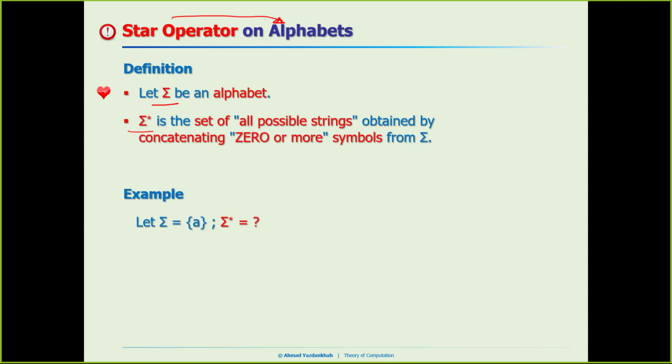Let's start with a very simple example. Let's say sigma is just A. What is sigma star? Now return back to this definition. All possible strings that we can make by concatenating 0 or more symbols from the sigma. So what is sigma star here? All possible strings that you can make with A. What are they? The first one is lambda.